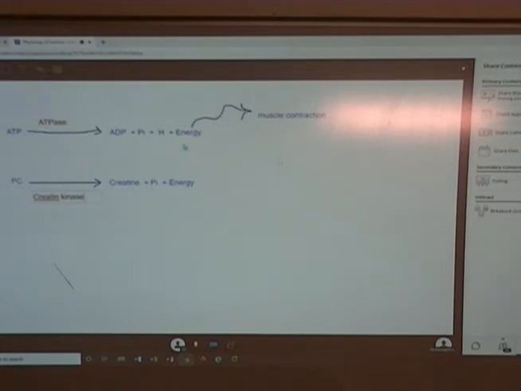So, here's how this works, right? We've got 5 seconds of ATP. And we break it down, we release the energy to get up out of our chair and walk towards the door of the classroom. ATPase facilitates that breakdown. Then I'm left with ADP and inorganic phosphate floating around. Right? So, what I can do is I can steal this energy, feed it back here, and rebuild ATP.